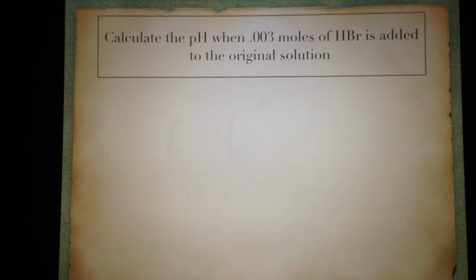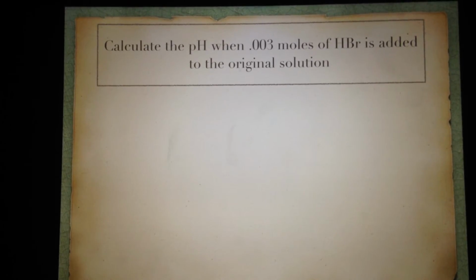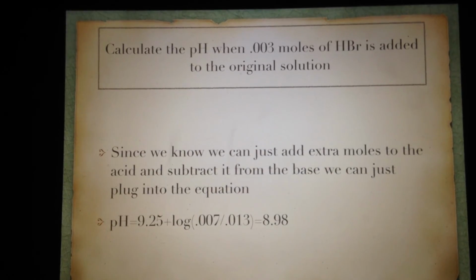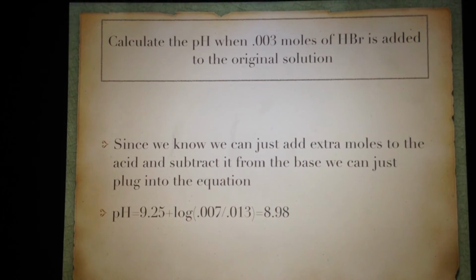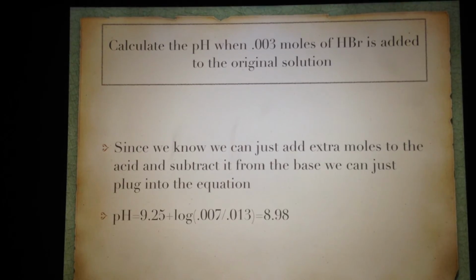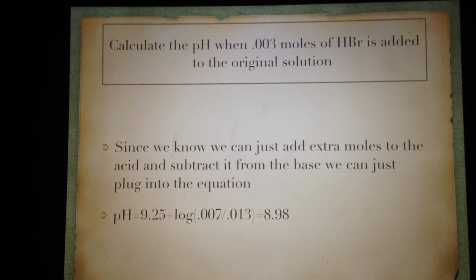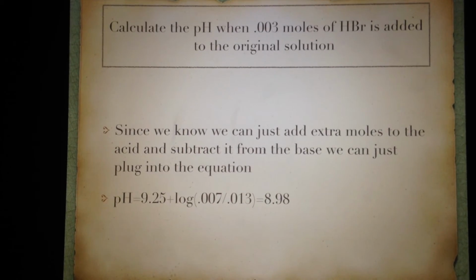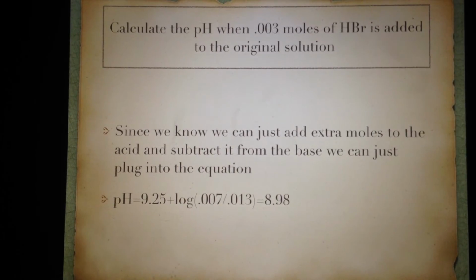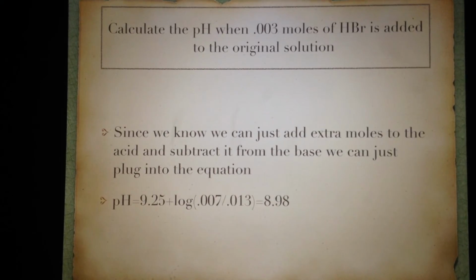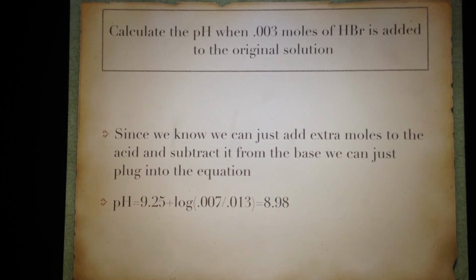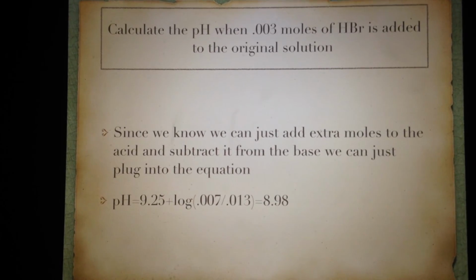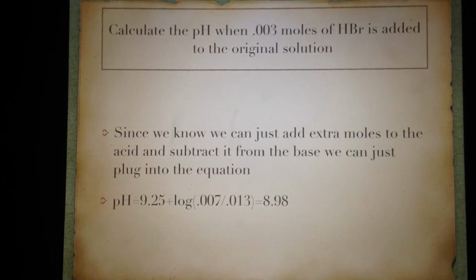And now we will calculate the pH when you add 0.003 moles of HBr to the original solution. Since we know we can just add the extra moles to the acid and subtract it from the base, we can just plug it into the Henderson-Hasselbalch equation. So what we get is pH equals 9.25 plus the log of 0.01 minus 0.003, which is 0.007, over 0.01 plus 0.003, which is 0.013, and you get a pH of 8.98, making it slightly less basic than the first two.